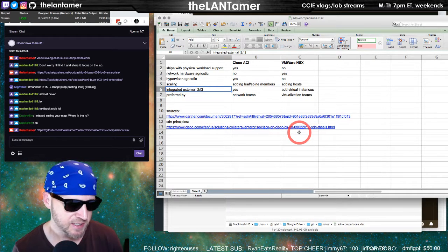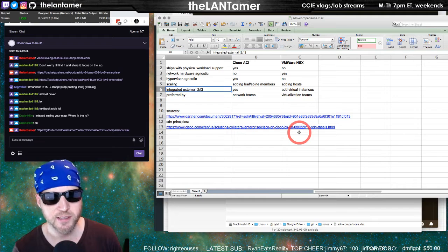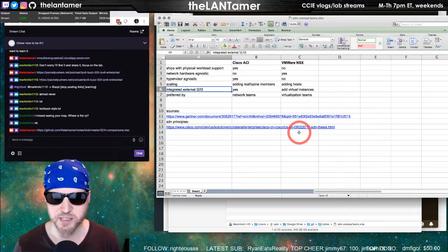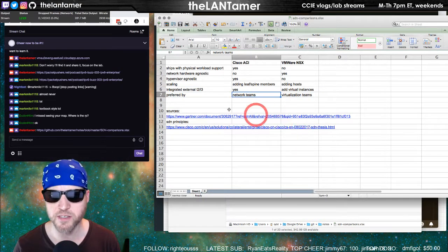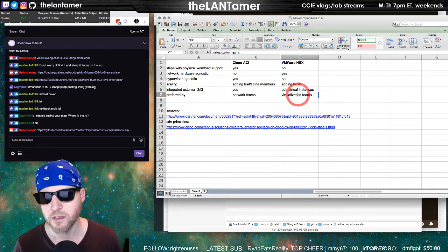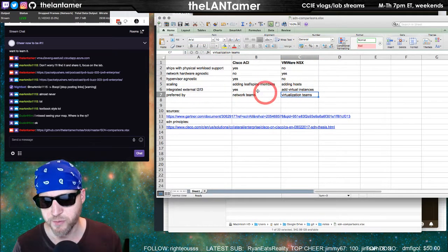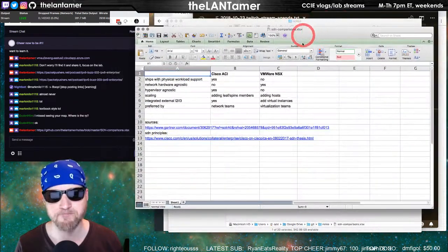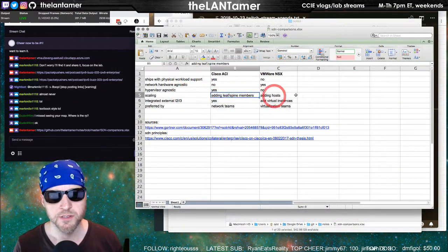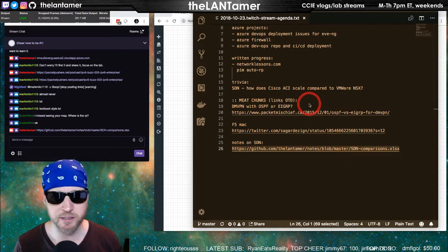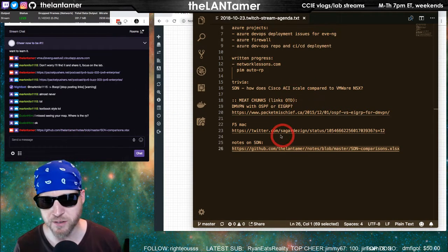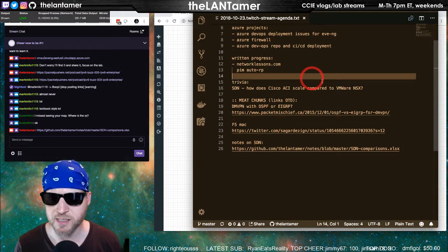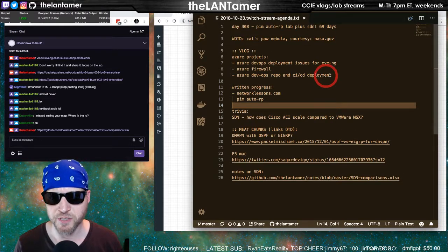Obviously, Cisco ACI in general is preferred by network teams. Now, that is coming from Cisco, I think, or no, that's coming from Gartner. And then NSX is generally preferred by what are traditional virtualization teams, right? So anyway, that's all I could find so far. I don't know if that's complete, probably not, but more work to be done there.